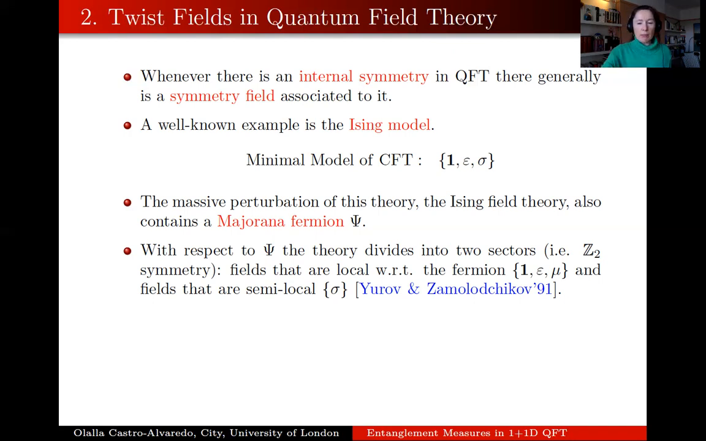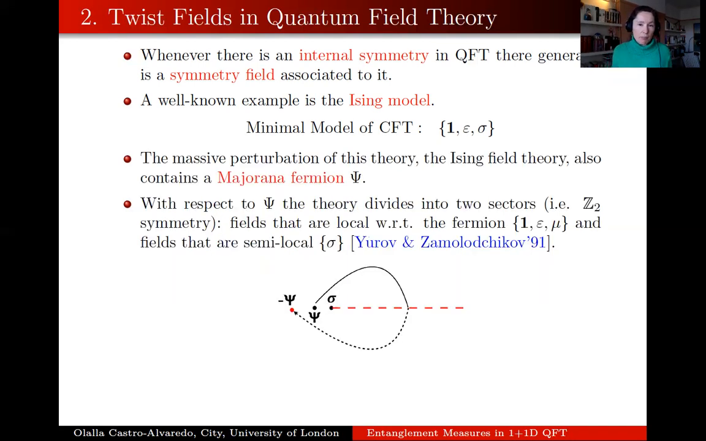And so what does it mean to be semi-local? Well, as a picture, if you wish, you can think that if you take a fermion phi and you take it around this field sigma, it comes out on the other side picking up a phase. In this case, it picks up a minus sign associated with this C2 symmetry.